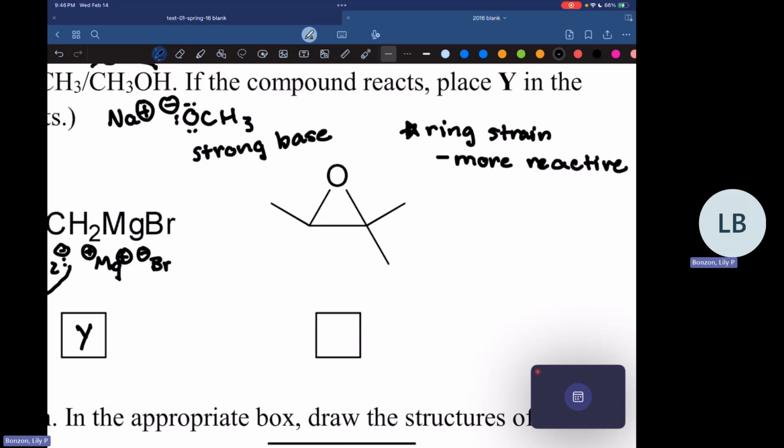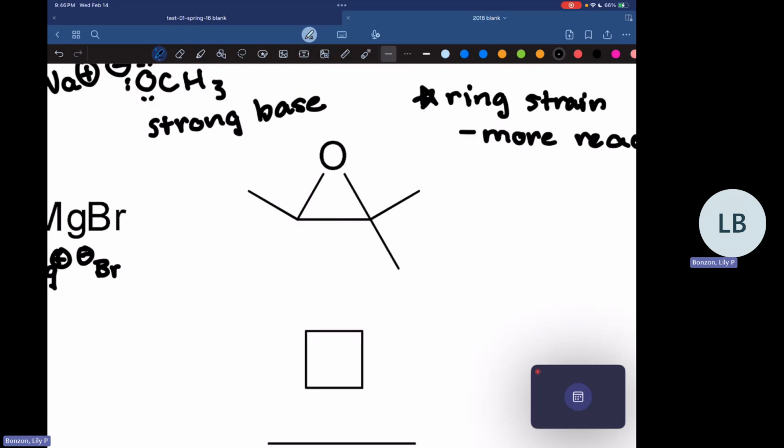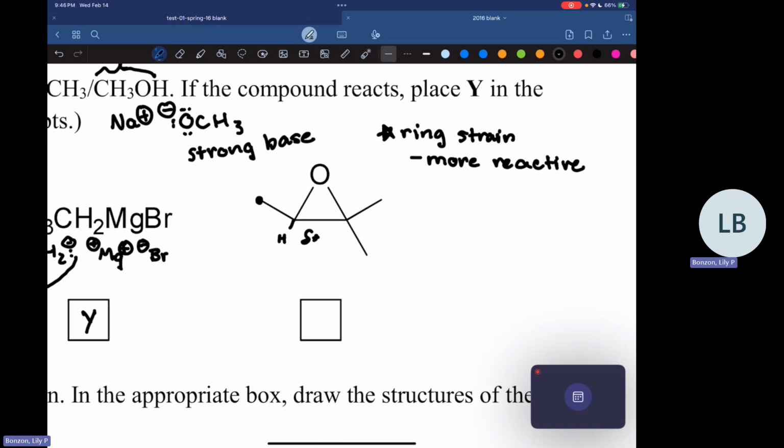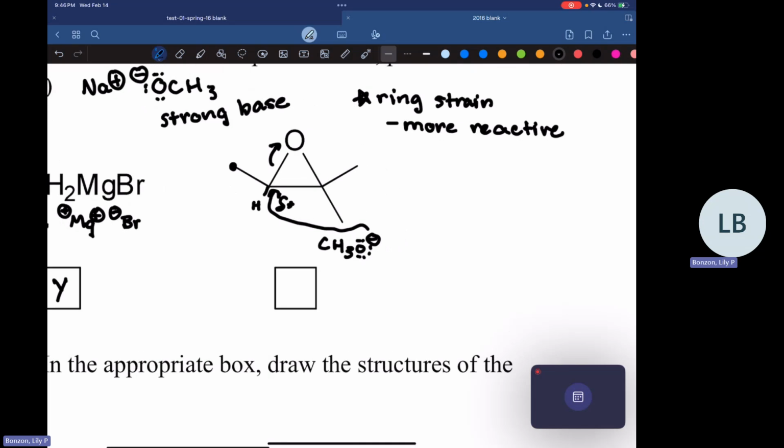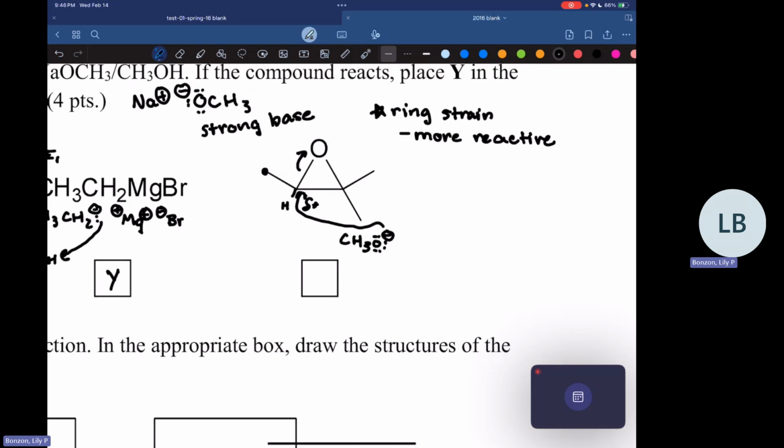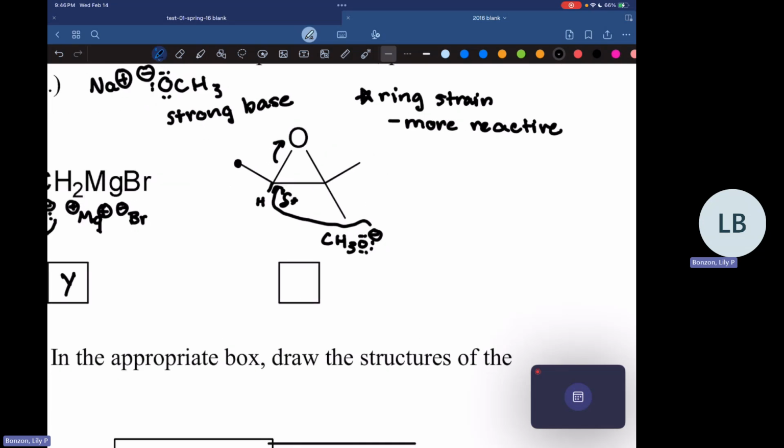In this structure especially, we've got this carbon over here on the left that's only got one other methyl group coming off of it. And so with this partially positive carbon, our reagent, the CH3O minus, can come in and attack that partially positive carbon, and that will kick open our epoxide to form a new structure. But overall, this one is reactive enough to react with our reagent. So we're going to put a yes in that box there.